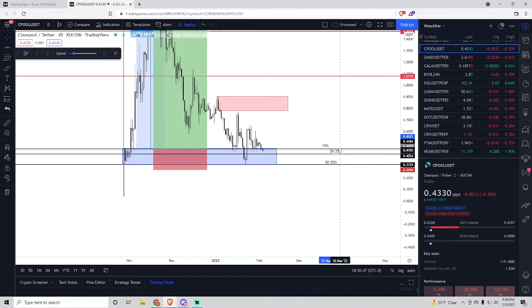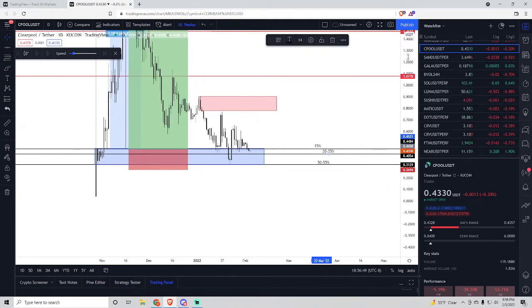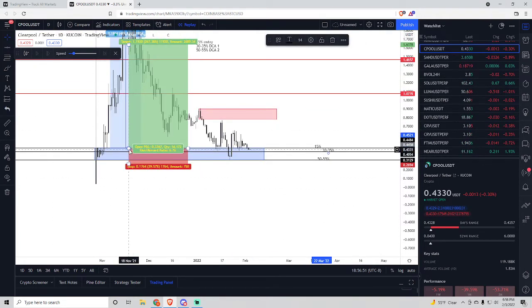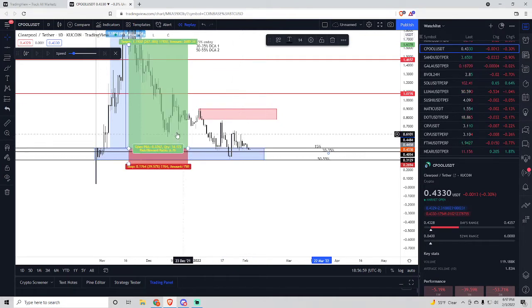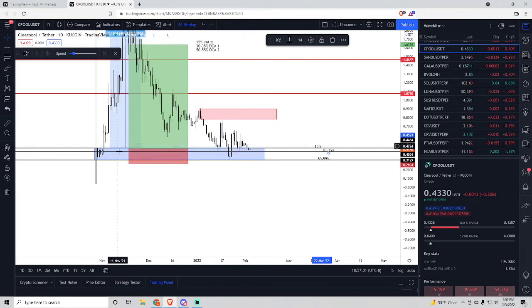So we have that there. Now let's look at this. The entry is going to be the top of the demand zone. We have our bids set. We predetermined where we want to place them. And now, stop loss placement. Stop loss will be at the bottom of this demand zone.